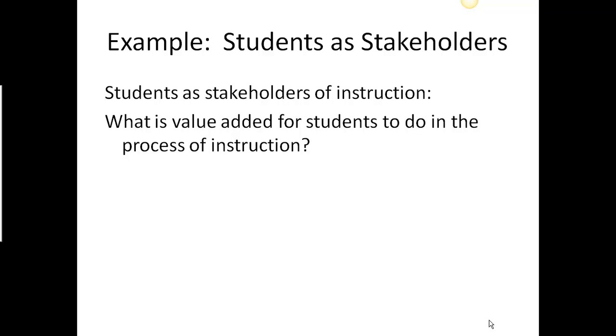So, one of the things we do know is that a lot of students think that school is really boring. So we know that we're not always delivering a value-added process of instruction for students. And we need to figure out what we need to do so that students aren't bored, so that instead they are engaged, so that instead they are working and learning and achieving.